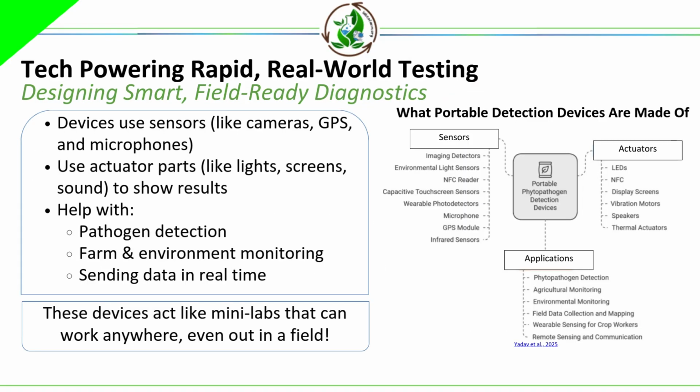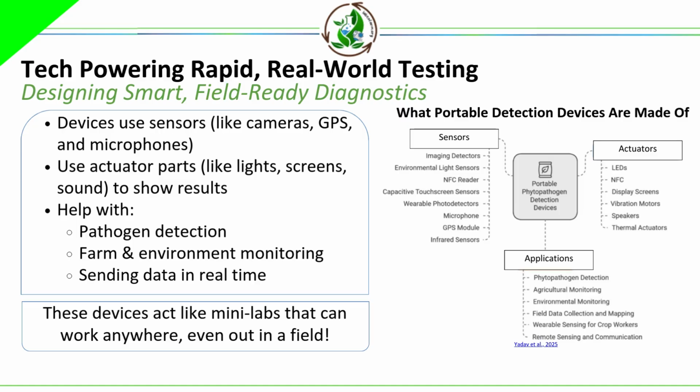In the last slide, we talked about the technologies that make testing faster and more portable. Now, let's look at how all those pieces come together in a real device. What actually makes a portable detection tool work in the field? This diagram breaks down the main parts of a modern field-ready diagnostic device. You see the sensor components, things like cameras, GPS, light sensors, microphones, and infrared detectors. These are the eyes and ears of the device. They help it sense its surroundings, whether that's detecting a pathogen on a leaf, monitoring temperature and humidity, or tracking where in the field a sample was collected.